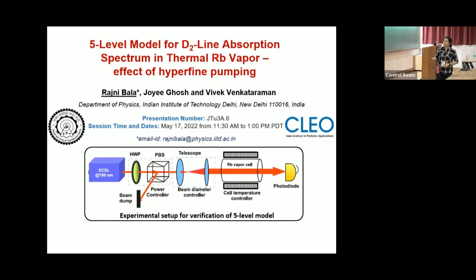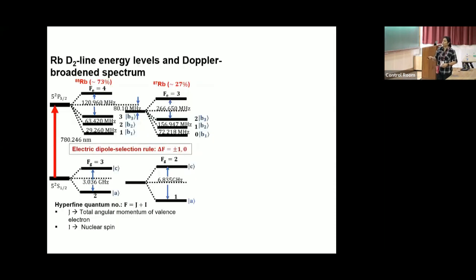With this tunable laser, one can also change the beam diameter of the probe beam. This goes through a rubidium vapor cell, the temperature of which can be controlled, and then the probe beam transmission is recorded by this photodiode.